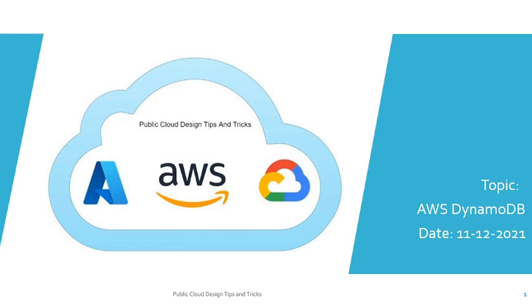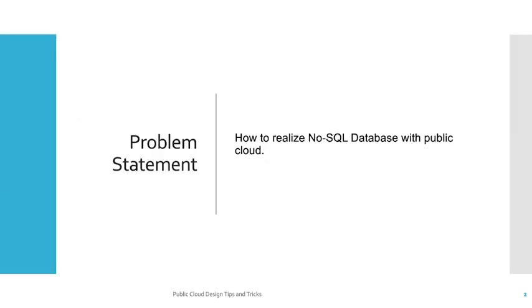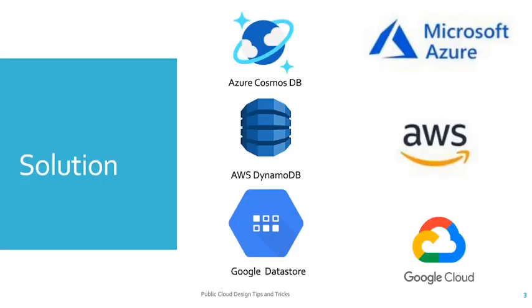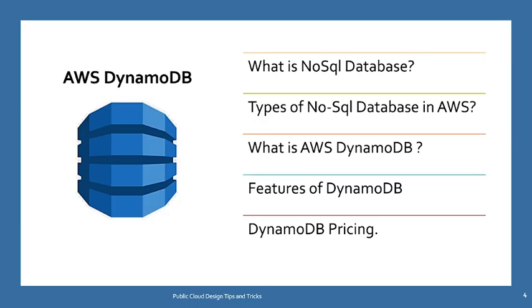In this channel, we generally discuss public cloud design problem statements and their related solutions. We cover public cloud, Amazon Web Services, Microsoft Azure and Google Cloud. So today's problem statement: how to realize a NoSQL database with public cloud. The solution provided by Microsoft Azure is Azure Cosmos DB, Amazon Web Services provides AWS DynamoDB and a few other services, and Google Cloud has provided Google Cloud Datastore and a few other services.